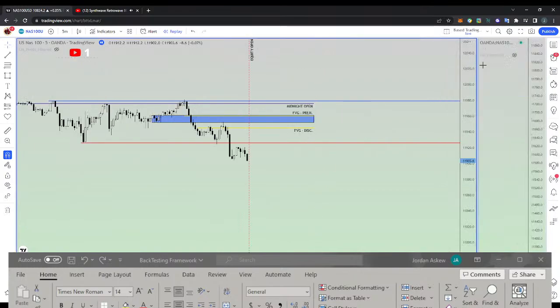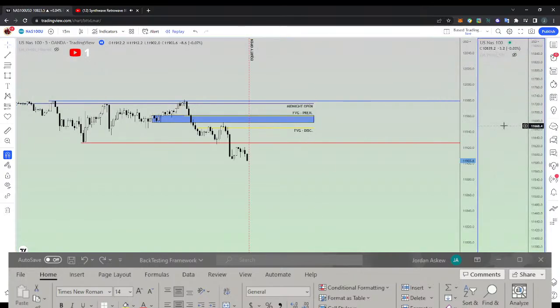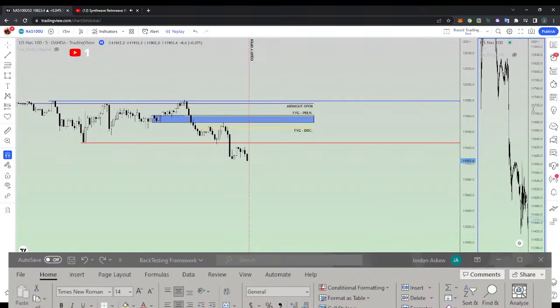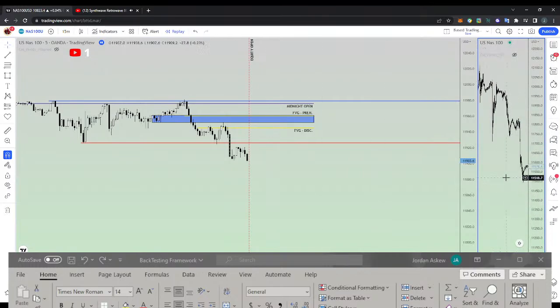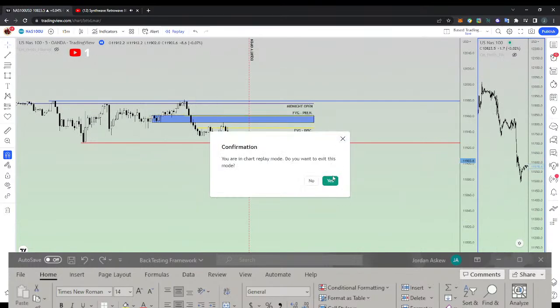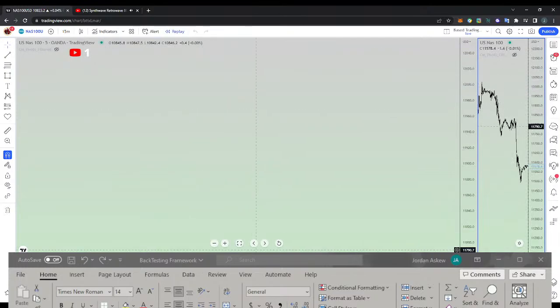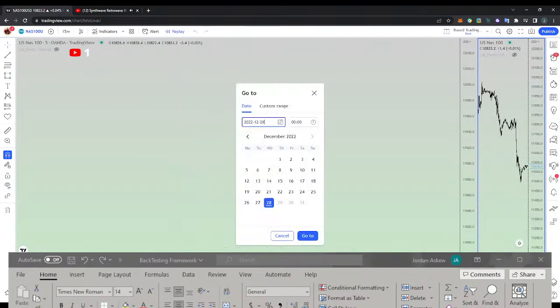And I'll also pull up the 1-minute chart. I'm going to have to scroll all the way back. I guess I should have, yeah, let's do this. I'm going to redo the replay. And we'll just jump to Monday the 5th.